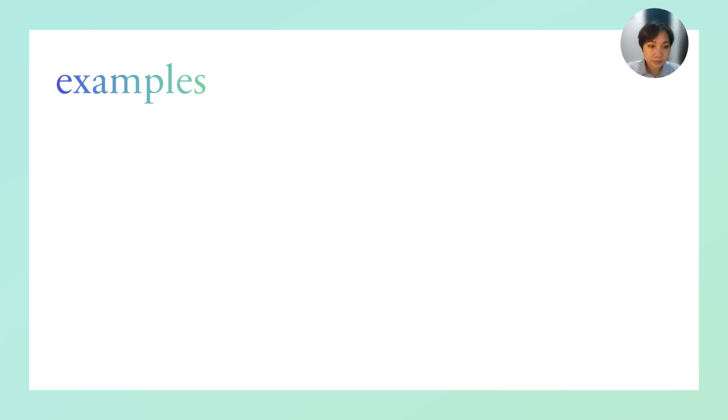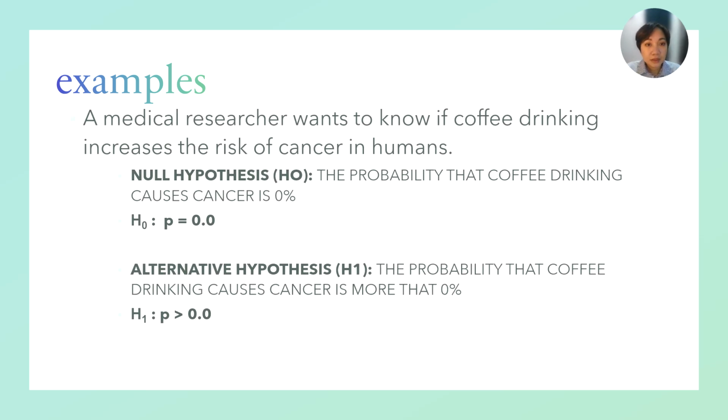Another example. A medical researcher wants to know if coffee drinking increases the risk of cancer in humans. So the null hypothesis there is the probability that coffee drinking causes cancer is 0%. So the mathematical expression of that is P is equal to 0.